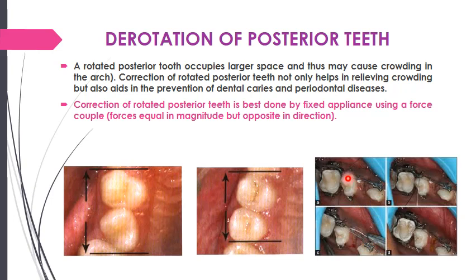We will have a force that is buccally situated and will pull the tooth in one direction, and another force will be located palatal and will pull the tooth in an opposite direction. Also, if the rotated tooth was less than 90 degree rotated, it can be corrected by using a removable appliance.